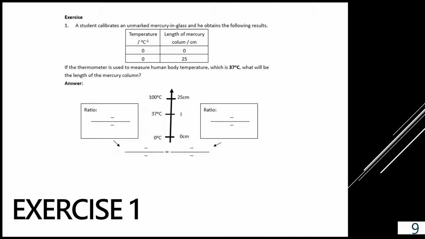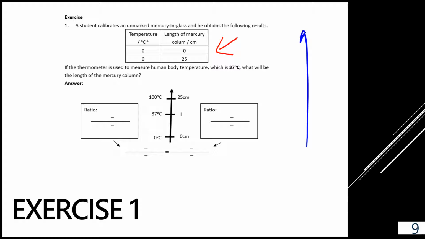Now this is exercise question 1. A student calibrates an unmarked mercury in glass thermometer and it shows a table like this. Now, if the thermometer is used to measure the human body temperature, which is 37 degrees Celsius, what's the length of the mercury column? First, you can think about it a little bit. You can just stop the video for a while and take a look at it.